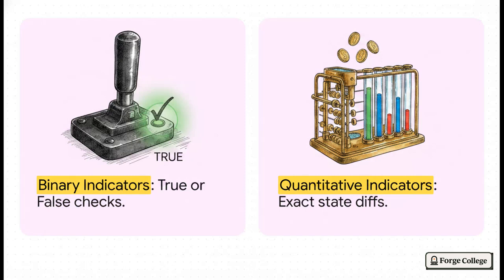Simple as that. Generally, you're going to use 2 types of indicators here. Binary indicators are just your simple true or false checks, like did the liquidation function execute without reverting, yes or no? Quantitative indicators, on the other hand, are your actual state diffs. By exactly what multiple did the collateral decrease? Measuring that precise financial impact is exactly what transforms a theoretical bug into a drop everything and fix it critical issue for a protocol team.